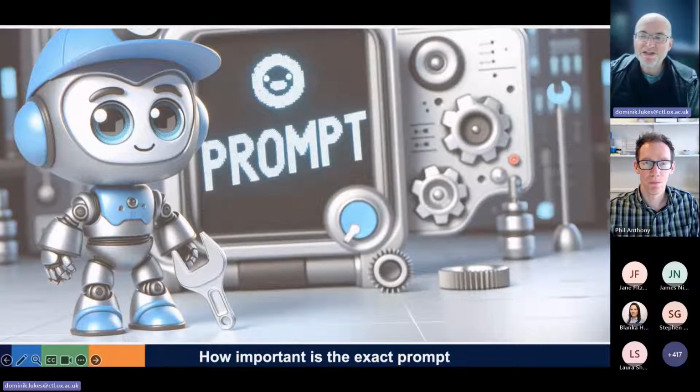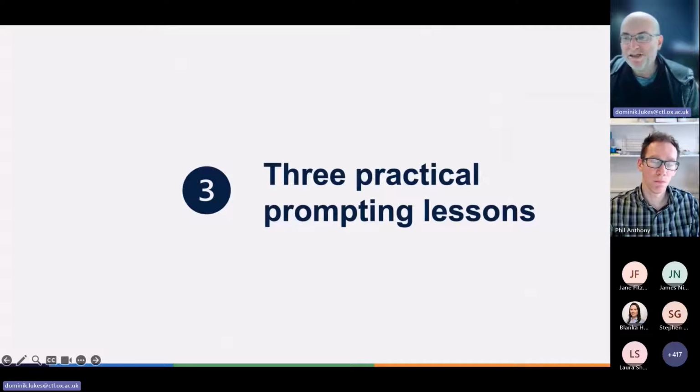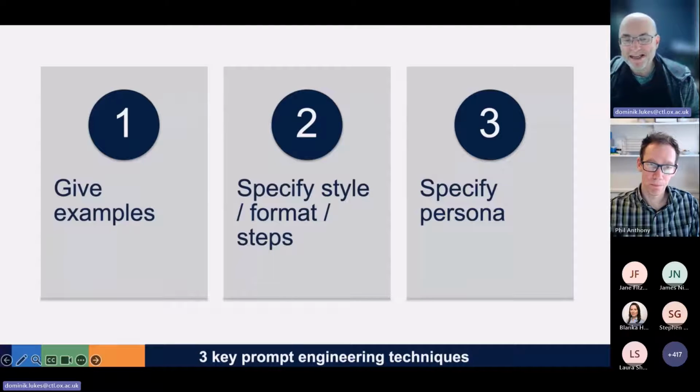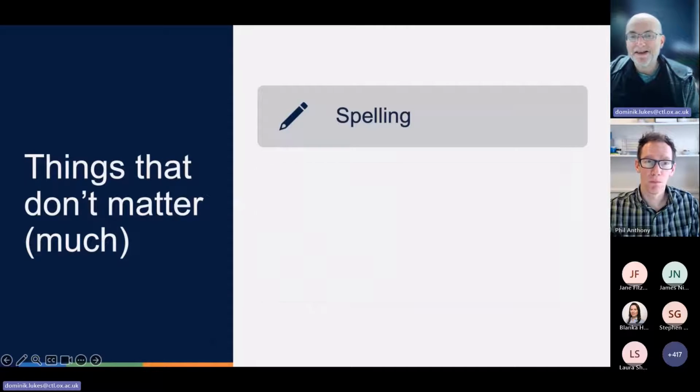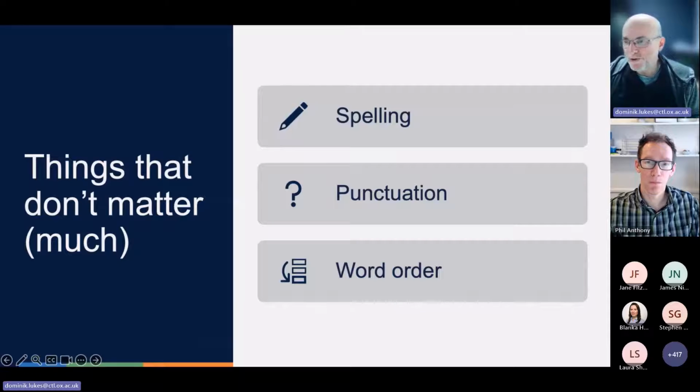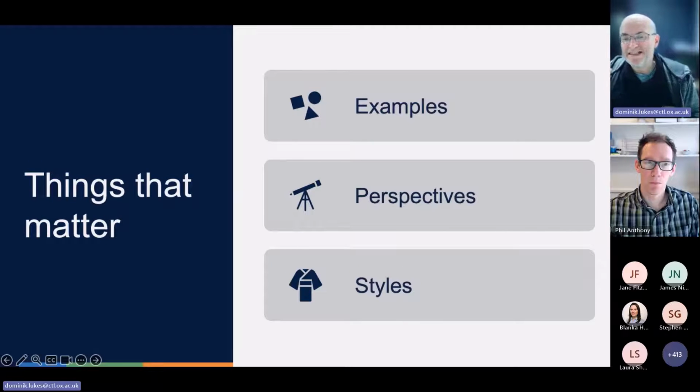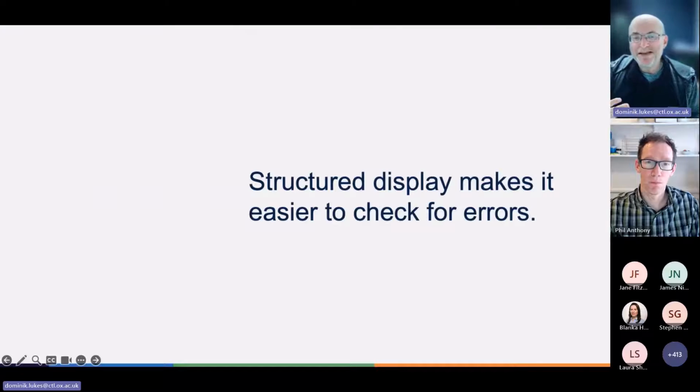So I always think there are 3 practical prompting lessons. We should give examples, specify the style, the format, the steps, and then specify personas. Things that don't matter are things like spelling, punctuation, word order. But what matters is things like examples, perspectives, and style. Right? And also structured display makes it easier to check errors.